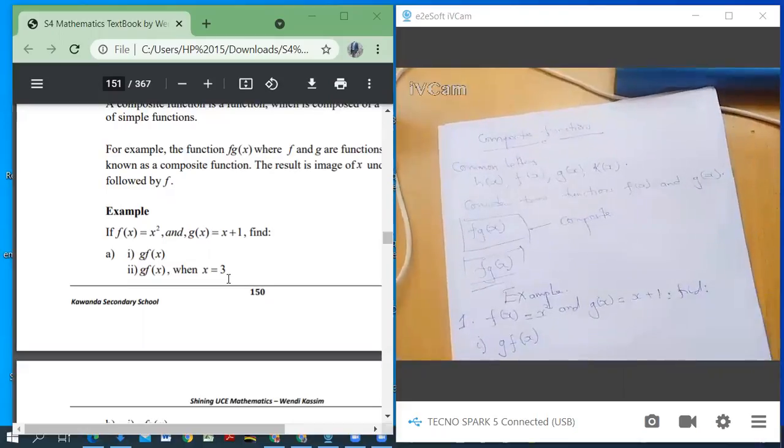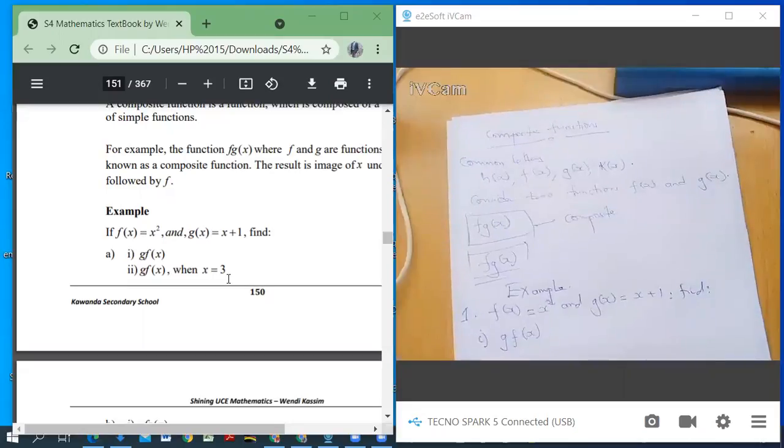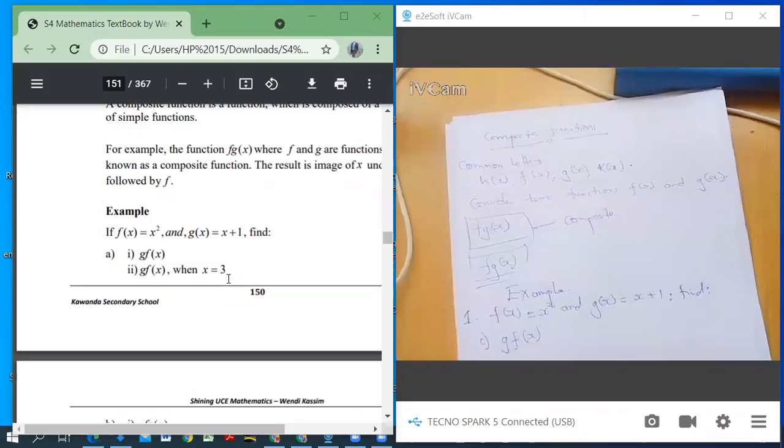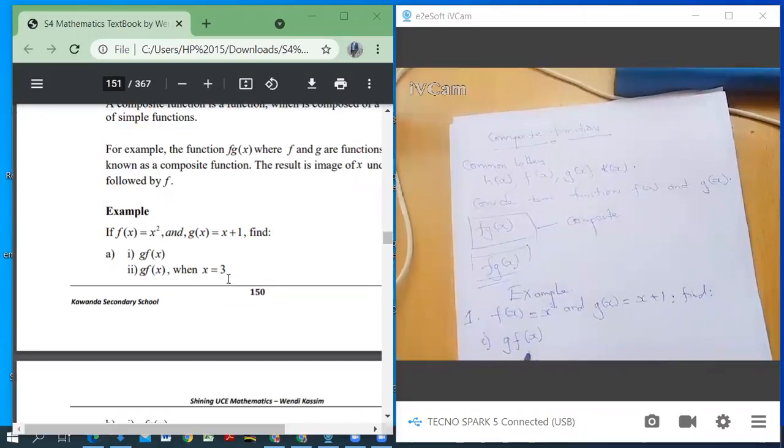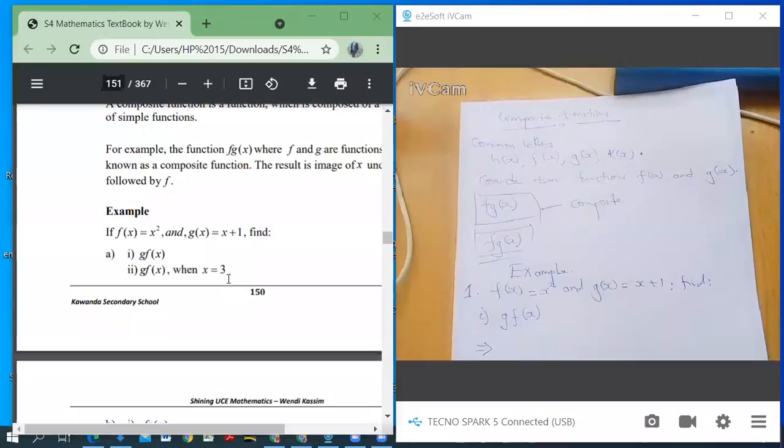Now, if you want to find the composite function of these two functions, remember, to know the function of f g, you have to know the function of g. There's something I want us to investigate here. So g f of x. If you want to get the composite function, we first take the function which is close to x. Which one is that? It is f. The function that is close to x is f.